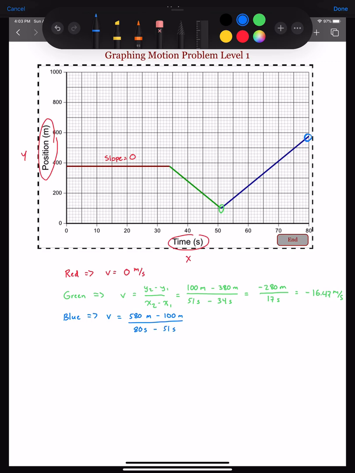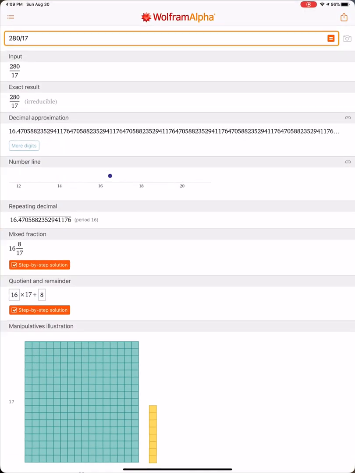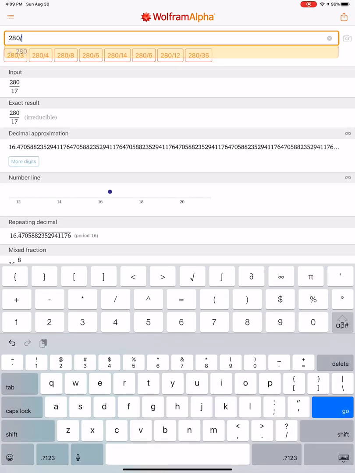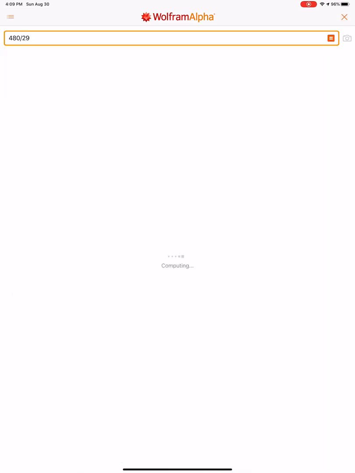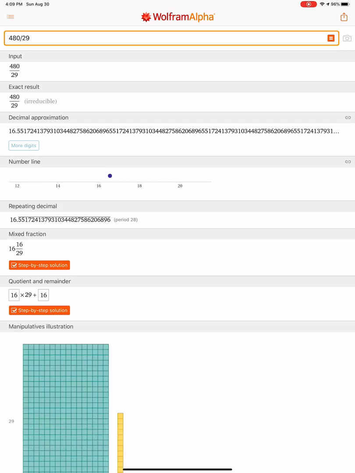Hey, I can do all this in my head. So 480 meters divided by 29 seconds. 480 divided by 29 should give us 16.55.